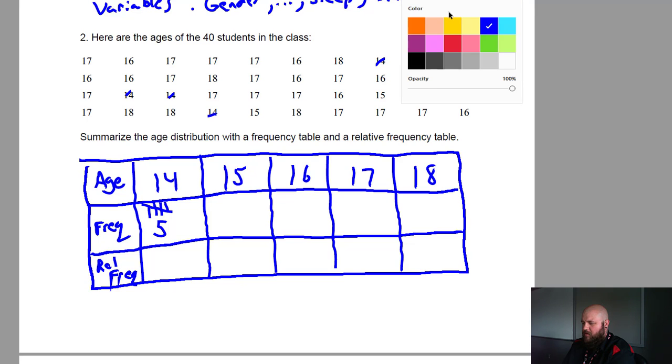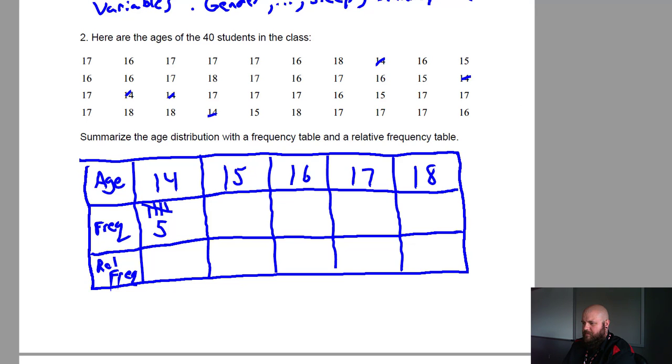Let's do a different color here to make it a little bit easier to read. Okay, so now let's do 15. 1, 2, 3, 4. So we just got 4. Okay.